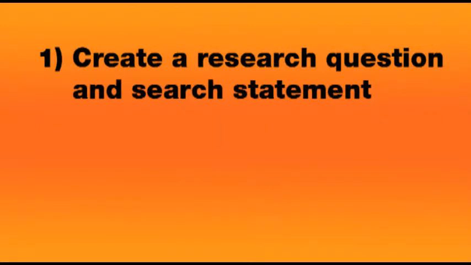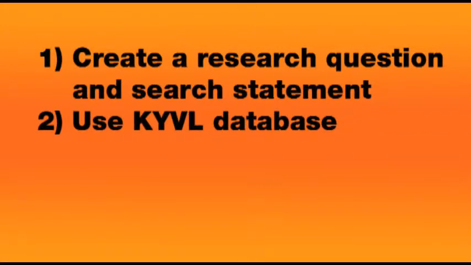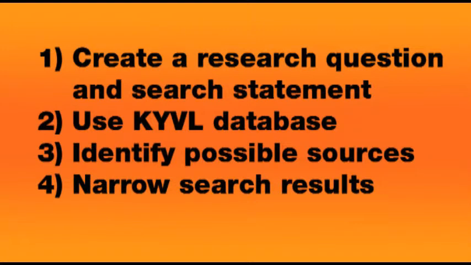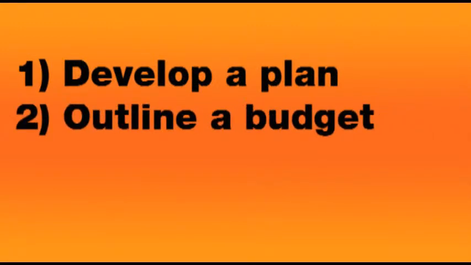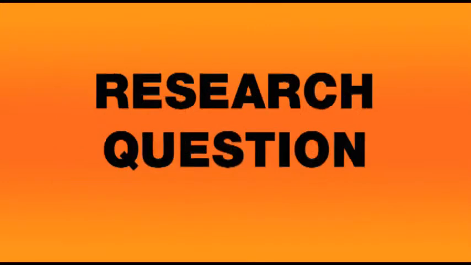In this tutorial, you will learn how to create a research question and search statement, use the Kentucky Virtual Library database to research, identify possible sources, and narrow your search results. Once you gather your research, you will be developing a plan for building a bee colony, outlining a budget, and identifying a supply list for getting started.